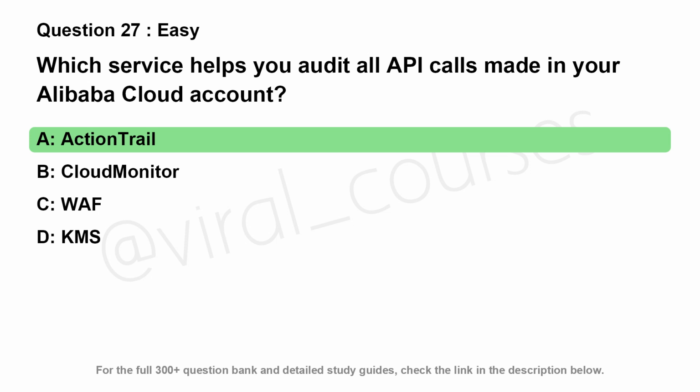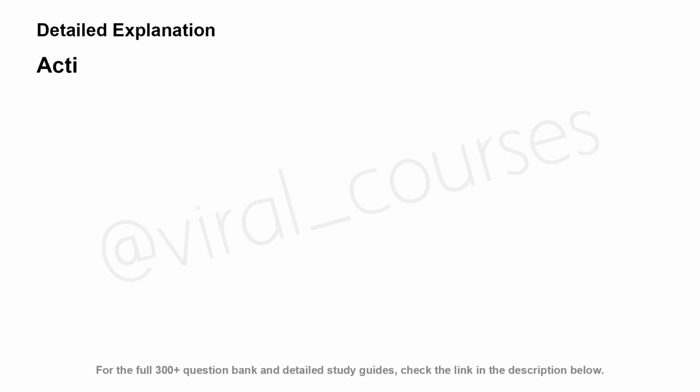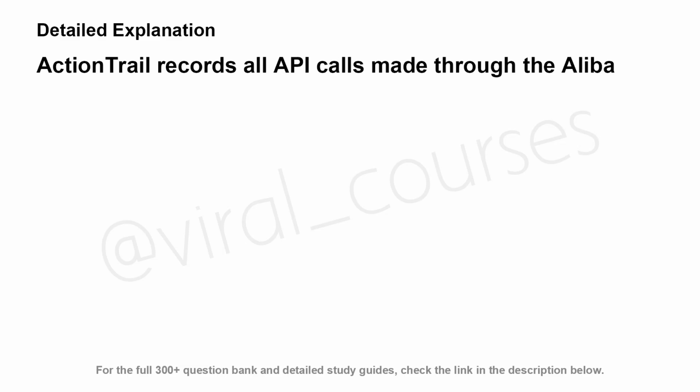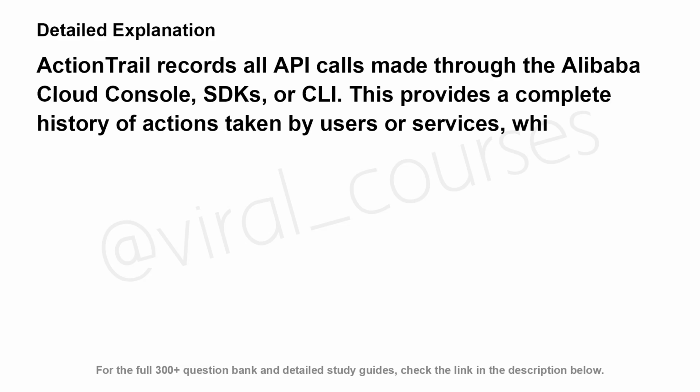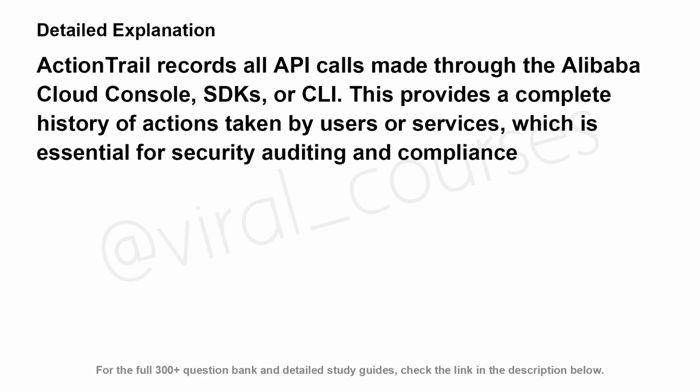The correct answer is A. Action Trail records all API calls made through the Alibaba Cloud Console, SDKs, or CLI. This provides a complete history of actions taken by users or services, which is essential for security auditing and compliance.